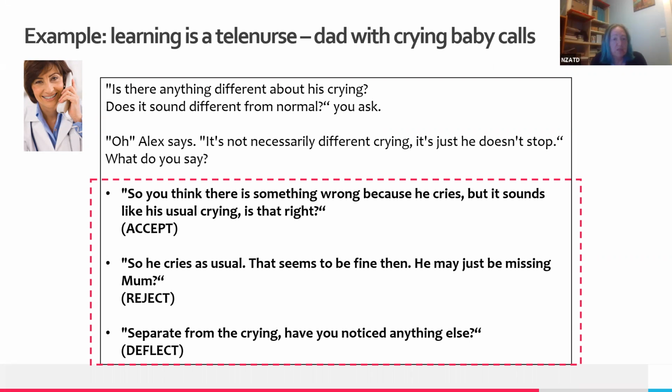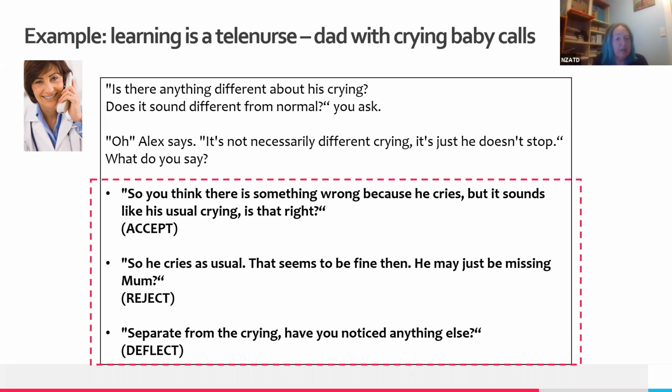So the first one is accept, which means I just go on with the conversation and I continue on that strain. So she's just trying to kind of, okay, this is what you're saying, I'm continuing with you in the conversation. The next one is reject, like, yeah, the crying's the same, but this dad's overly scared for nothing. So he cries as usual. That seems to be fine then. So he must be just missing his mom. So you basically reject and jump to the next thing.